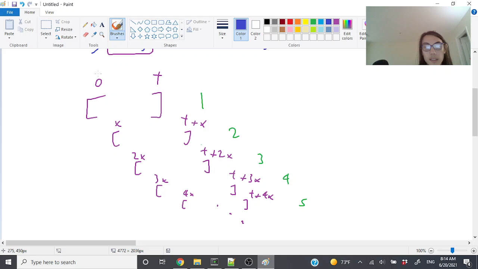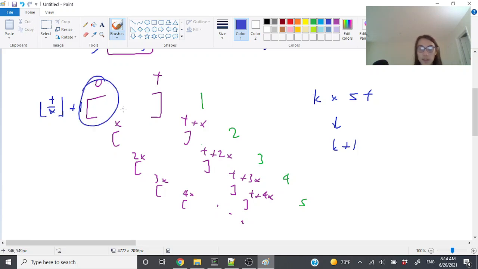And then the other part is asking how many people are to the left. Well, the first person will have the floor of t over x, plus 1, to the left. It's the number of x such that, for example, it's the k such that kx is less than or equal to t. And then we count k plus 1, because we also count 0. That's the number of contestants we'll see.